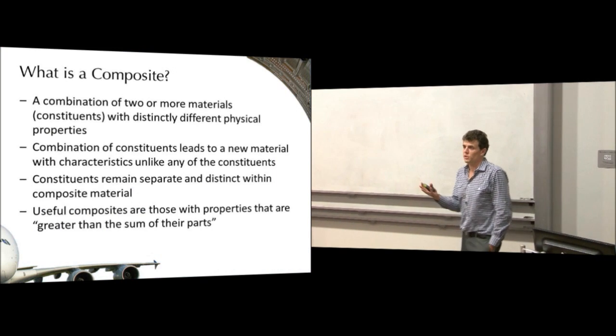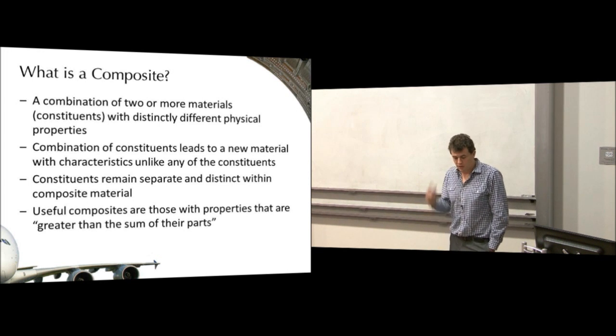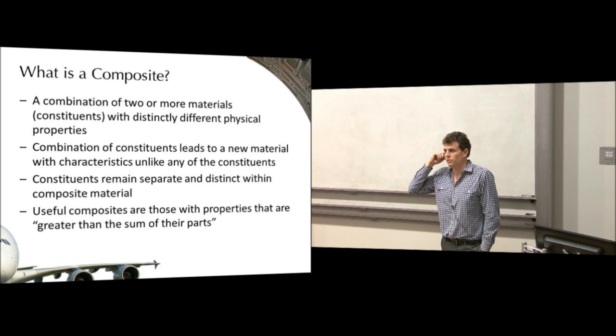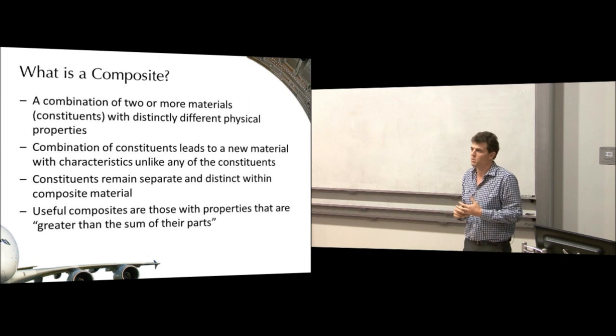So the basic definition, the one that if someone asks you to define what a composite is, it's a combination of 2 or more materials with distinctly different physical properties. Okay, so when you put 2 things together, in the case that we'll talk about most commonly, that's fibre and resin. But there are a lot of composites around. They don't have to be these modern man-made composites that we're talking about.